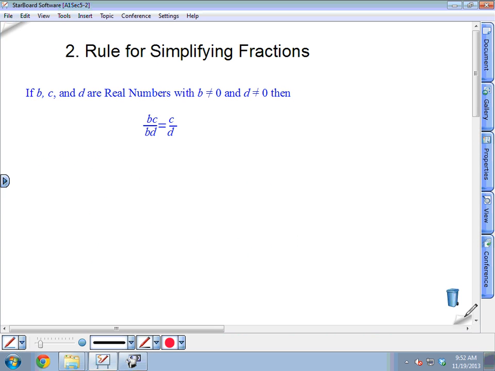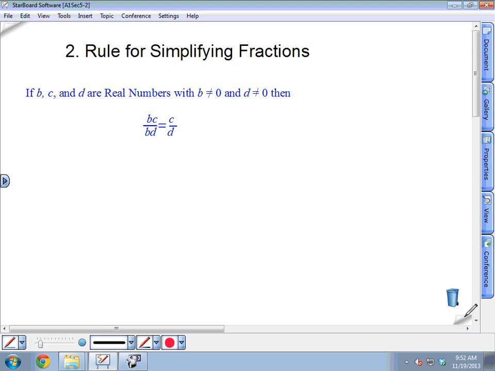Now, let's go on to the next one. The next rule is for simplifying fractions. Fractions from now on in your life will always be in simplest form, so you have to know how to simplify fractions. You're just taking out something that's in there. You're pulling out the Legos that you don't need to make it as simple as possible. Again, B and D cannot equal 0 because they would be on the denominator, and they're all real numbers, so for real numbers this holds true.